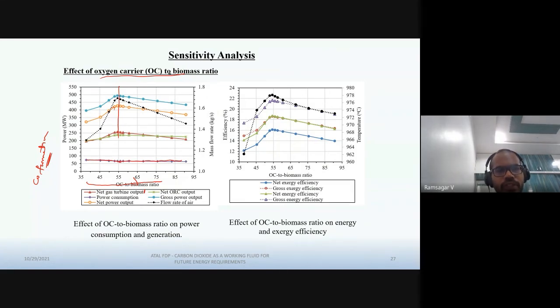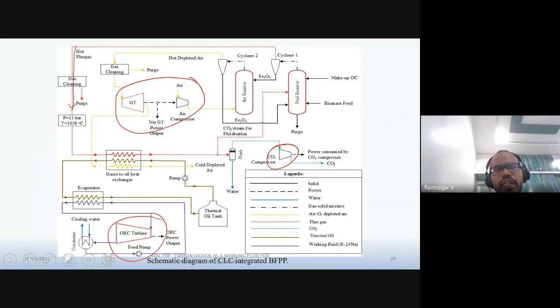After this, if we increase the oxygen carrier further, the oxygen carrier amount will increase, but that amount will act only as inert, and it continuously runs in this loop. So it unnecessarily carries a certain amount of heat.